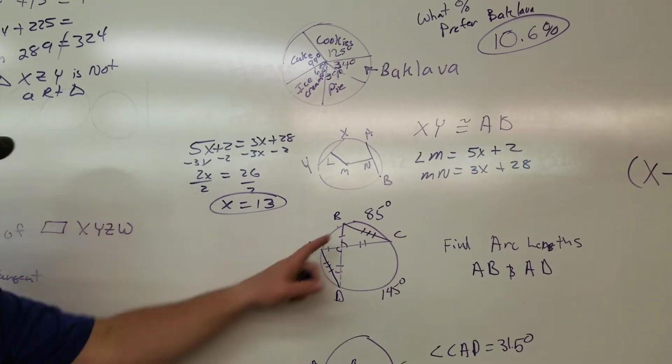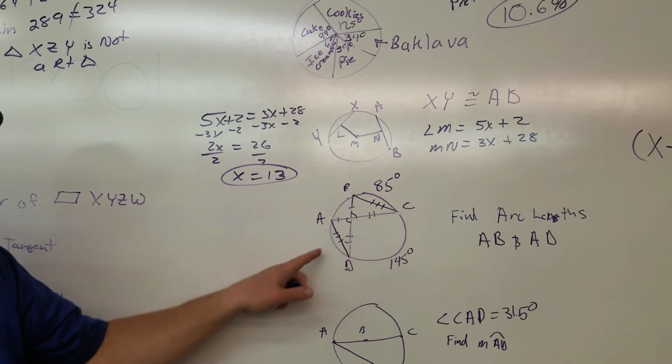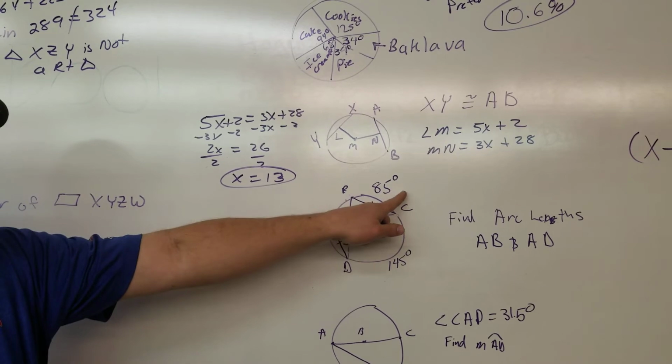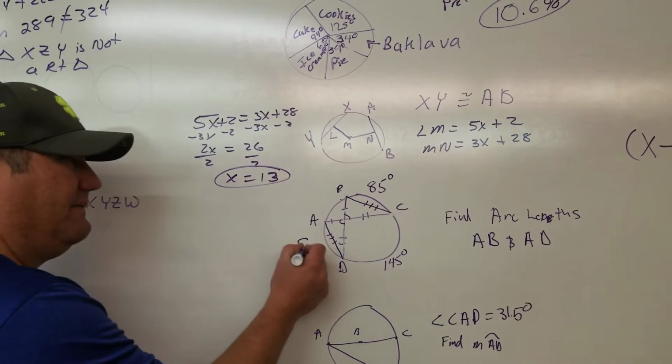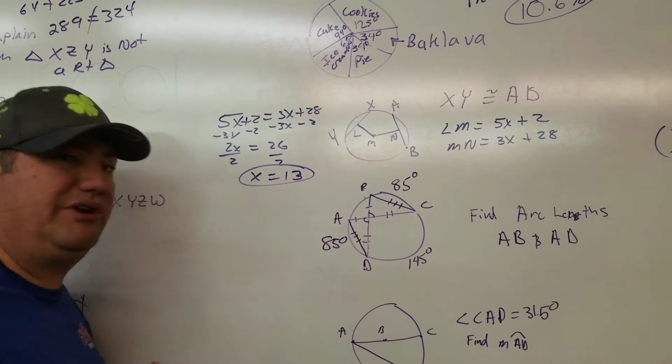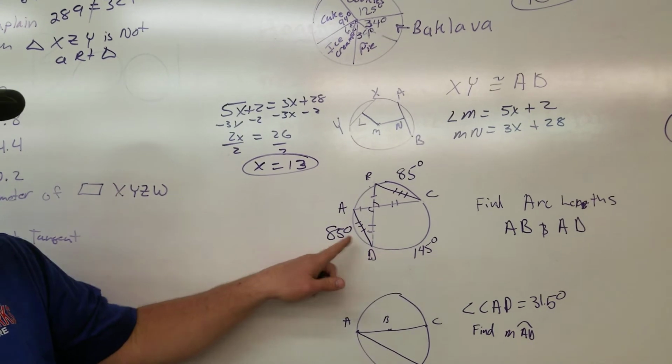Okay? Well, if these chords are congruent, the arcs they create must be congruent. So if this is 85, this has to be what? 85. It's really hard to teach when nobody answers my dumb questions. All right. So therefore we have 85 and 85 and 145.